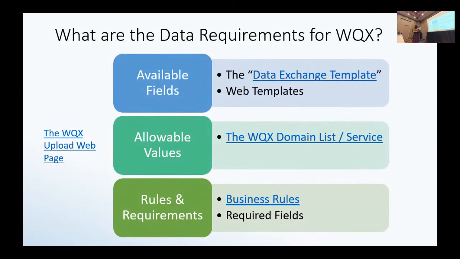So the major pieces of WQX and the major requirements are basically these 3 things. We've got a set of available fields. There's about 350 different fields that you can use to submit to describe your data. Most likely, all of you will only need a handful of those. If your programs get very complicated, lots of different biological species, habitat, then it gets more complicated. But if you're just going out there, yeah, go ahead.